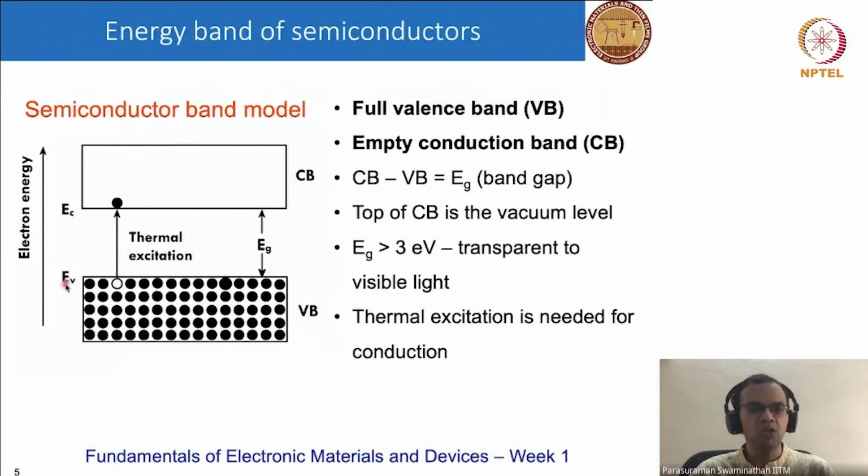EV denotes the top of the valence band, EC denotes the bottom of the conduction band, and this energy difference is called the band gap of the semiconductor. If the band gap is greater than 3 electron volts, we say that the material is transparent to visible light, while if the band gap is less than 3 electron volts, we say that visible light can interact with the semiconductor and be absorbed.